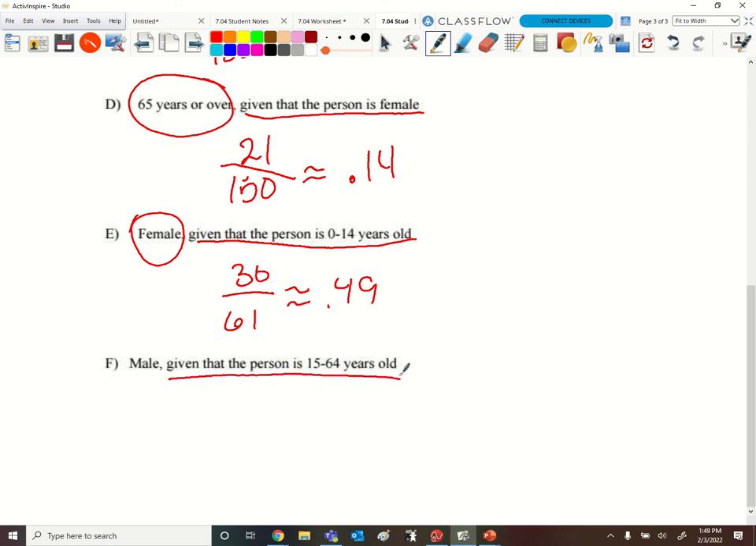All right, this last one, I think this is the last one. Given that the person is 15 to 64, so on the bottom I'm going to put 198. And out of that group, what is male? 99. I'm not going back up to the chart, I think we got this. All right, go ahead, divide that. What's that, 0.5? Yes. Equals 0.50. So that's 50% right there. Is that it? That's it. Is that easy?